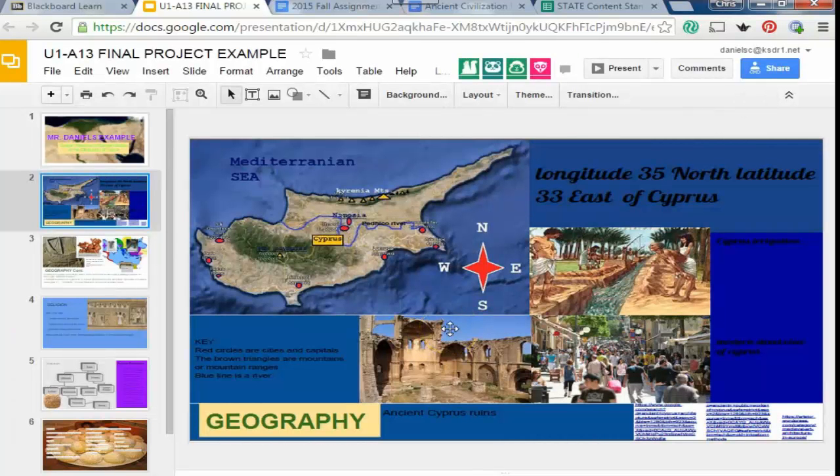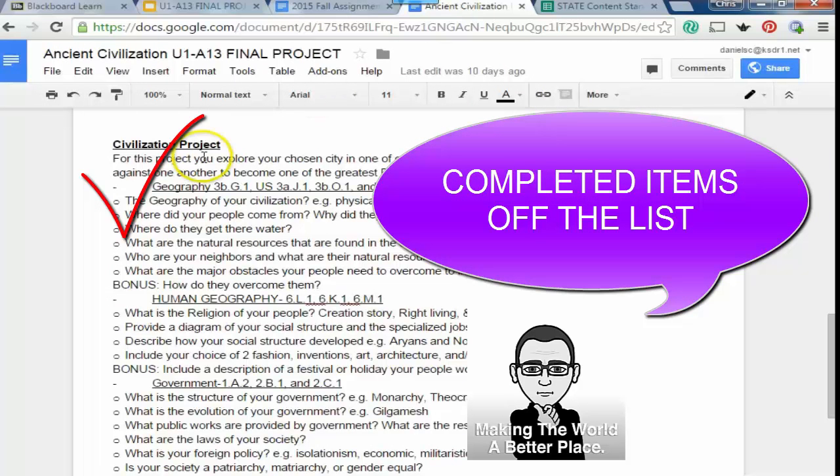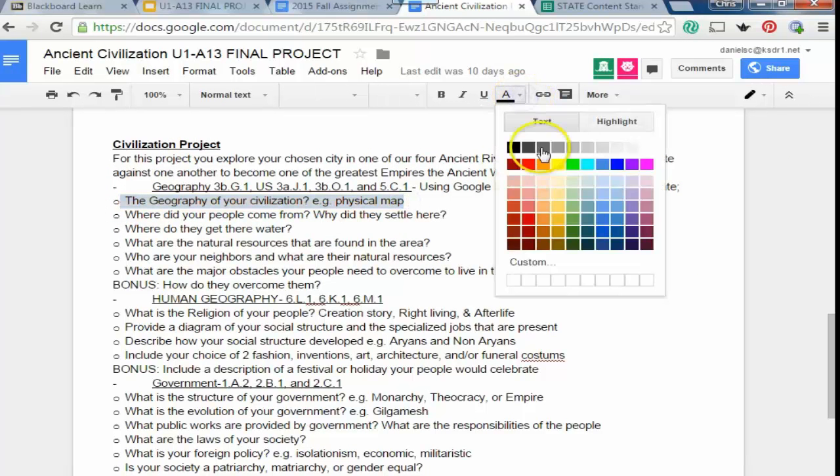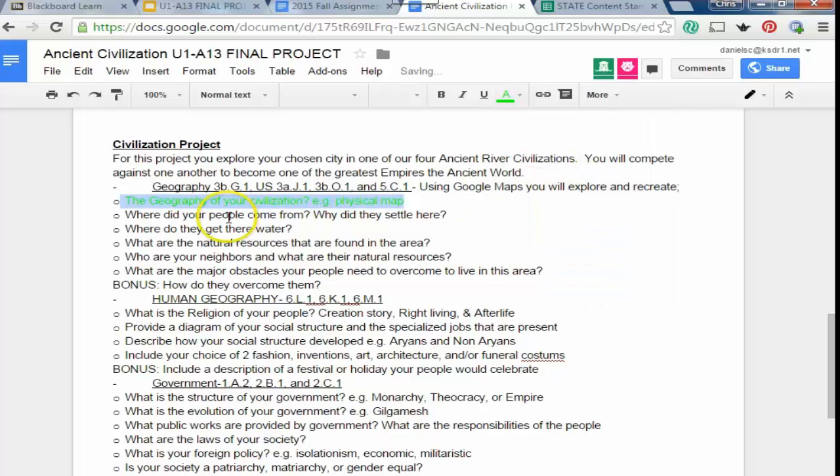Once I have that uploaded, I'm going to label it geography. This is my geography piece. It has the physical map, so I'm going to go down the checklist. Let's go to the checklist. See, the geography of your civilization, a physical map. So you will put a check mark. I'm going to mark it green as in done.